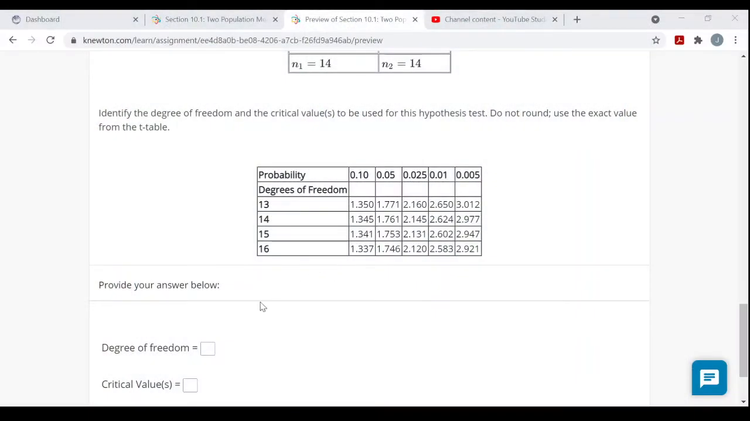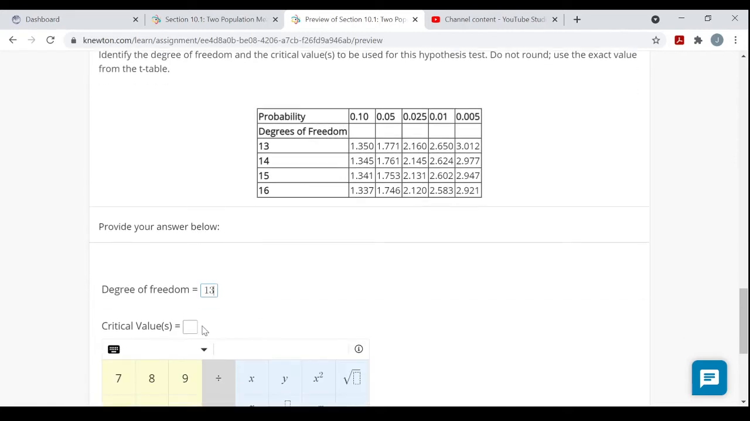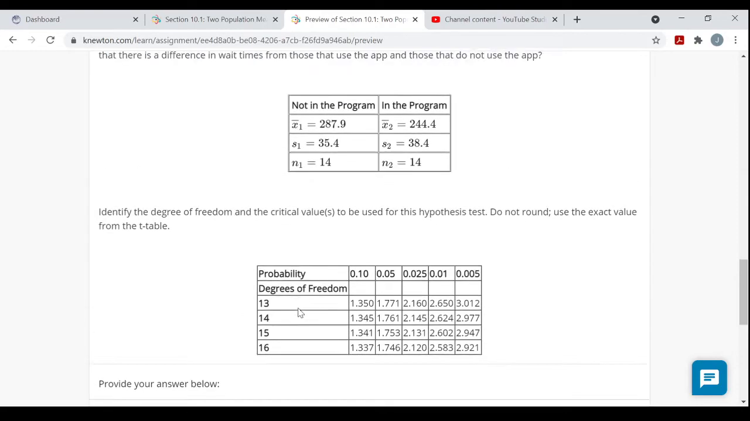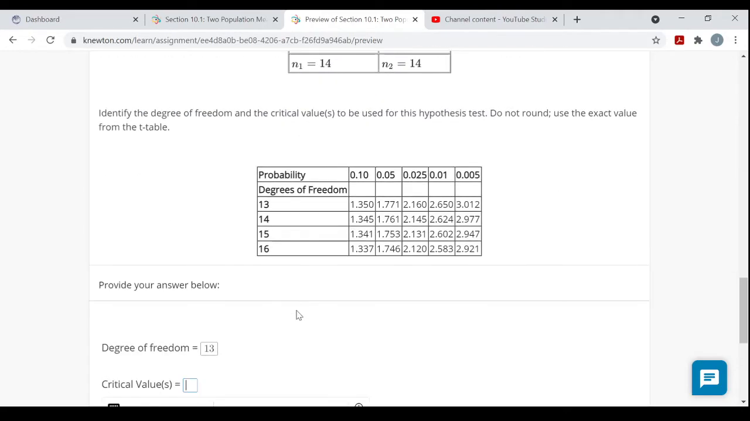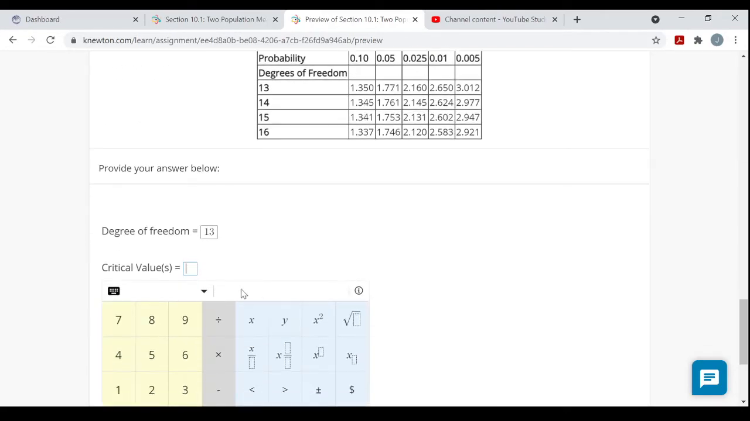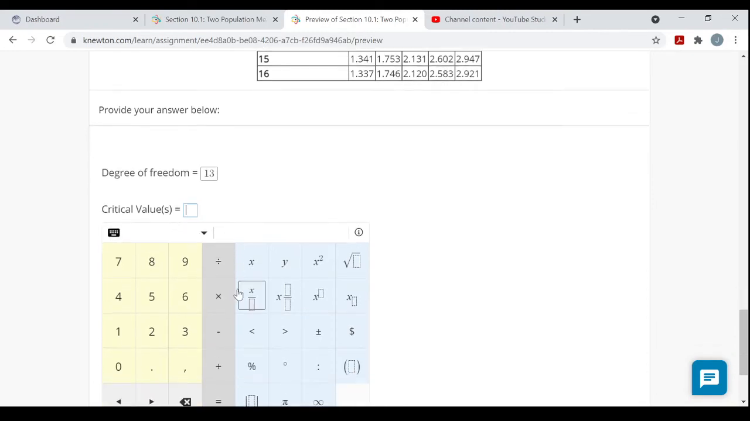So we have degrees of freedom. Again, it was the smaller non-pooled scenario. We didn't assume that the population standard deviations were equal. So it was just the smaller of 13 and 13, which is 13. And then the critical values. Since there are two of them, we should use the plus or minus here. So I use the plus or minus and then the 1.771 from that table, that value with 5% above it.